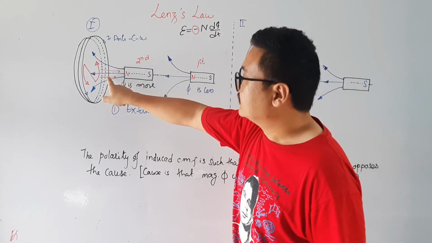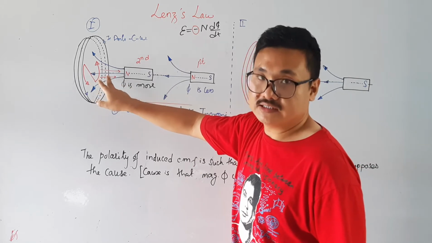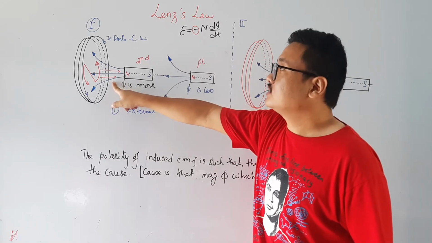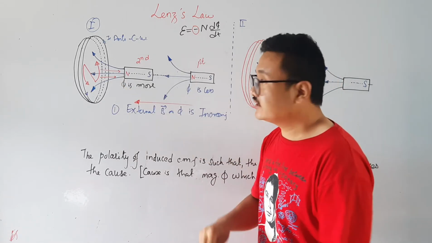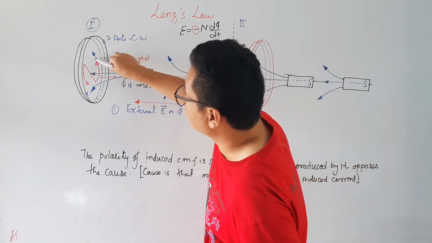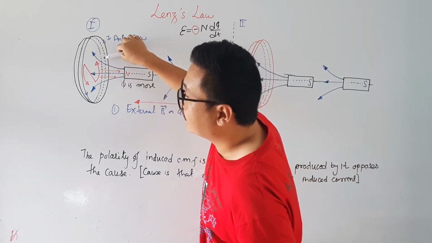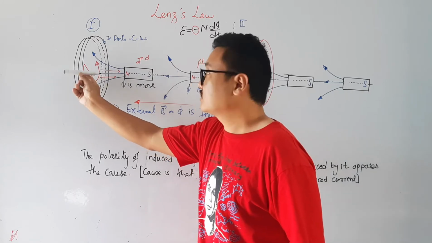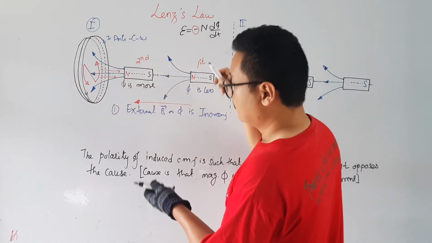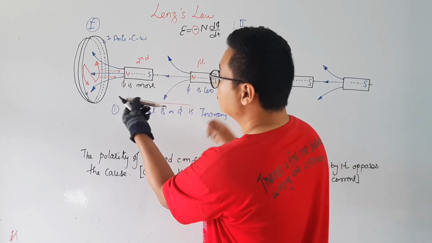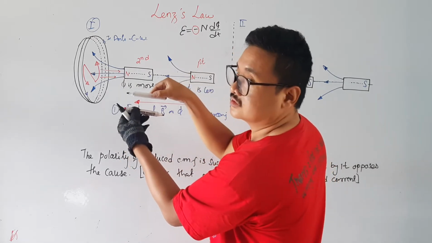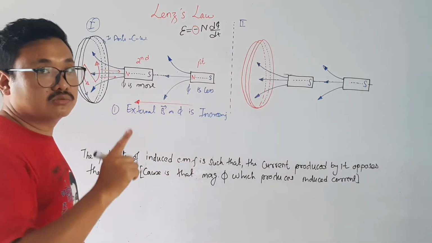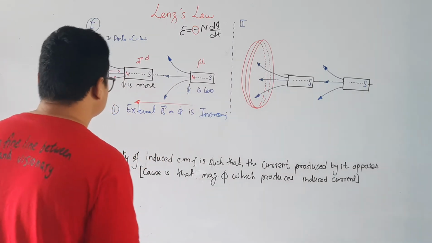This is the induced magnetic field, and the direction of the induced magnetic field is opposite to the external, isn't it? This is the external magnetic field going that side, blue one, and red is the magnetic field produced by the induced current, in this direction. So red is in this direction, blue is in this direction. They are opposite. So this is a very important concept. If you don't remember this, you won't be able to answer any question.